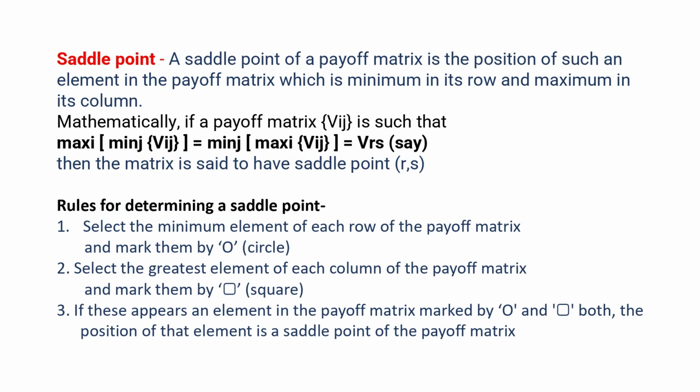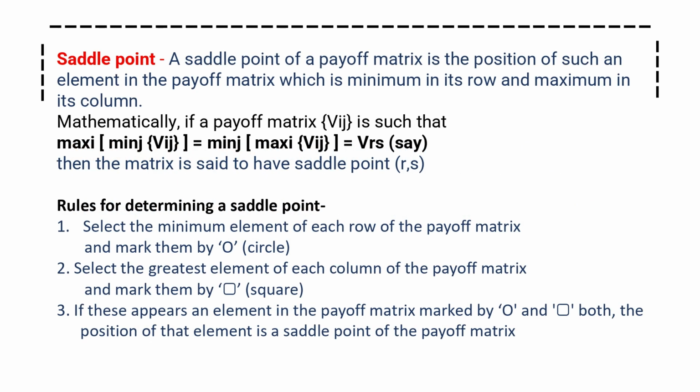A saddle point in a payoff matrix is a position that represents the equilibrium of the game, where the interests of both players are balanced. It is the value of the element in the matrix that is the smallest in its row, which is the best outcome for the minimizing player, and at the same time the largest in its column, which is the best outcome for the maximizing player.